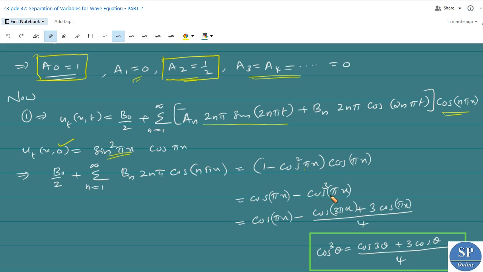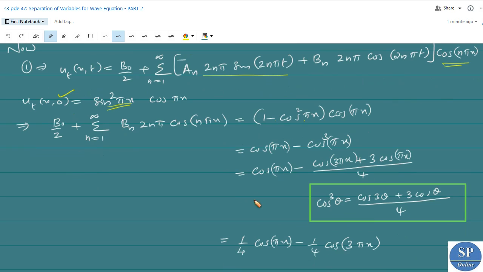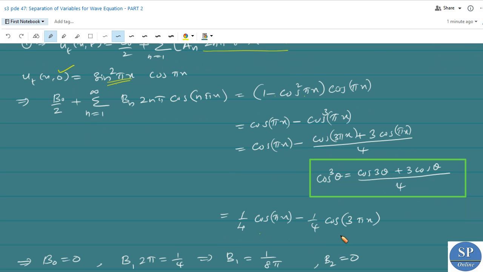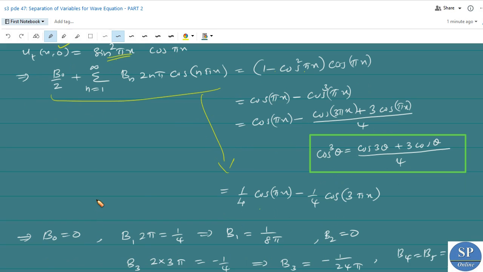So we can replace cos cube pi x as (cos 3 pi x + 3 cos pi x) divided by 4. So we'll get cos pi x into (1 - 3/4), that is (4 - 3)/4, that is 1/4 cos pi x - 1/4 cos 3 pi x. So we have this series equal to this. Comparing the coefficients, we have b naught by 2 equal to 0. There is no constant term on the right hand side, so b naught by 2 equals 0. So the first coefficient b naught is 0 here.